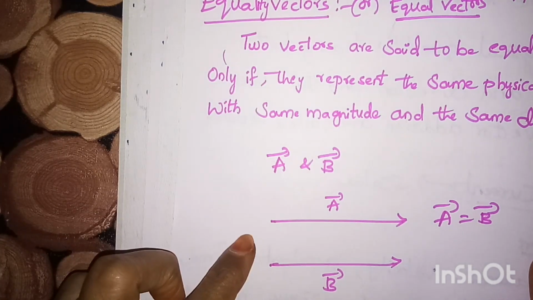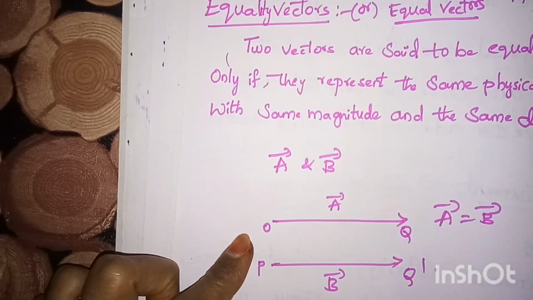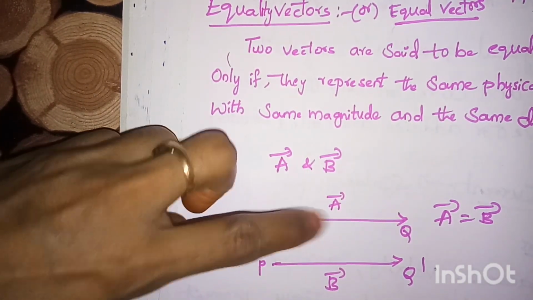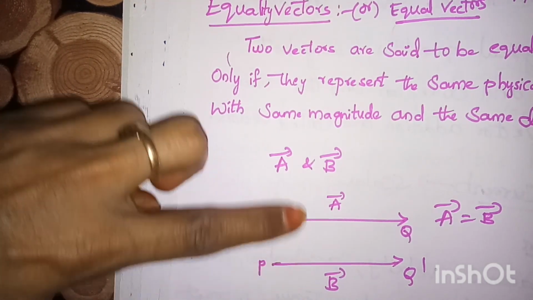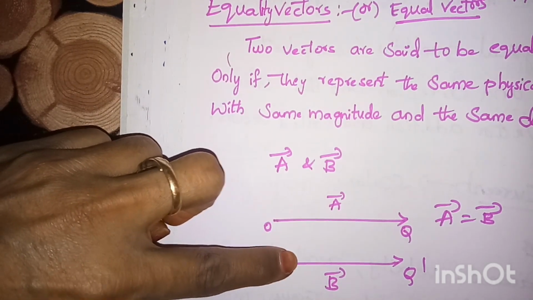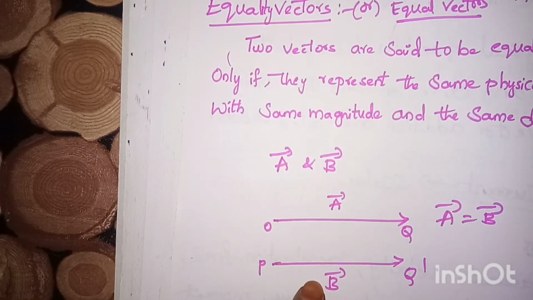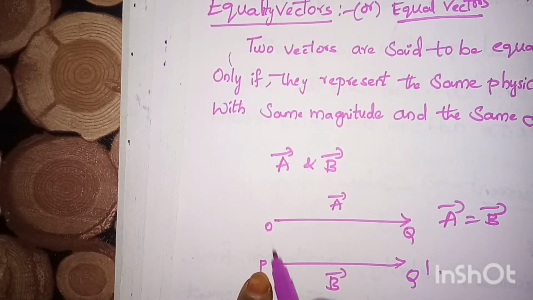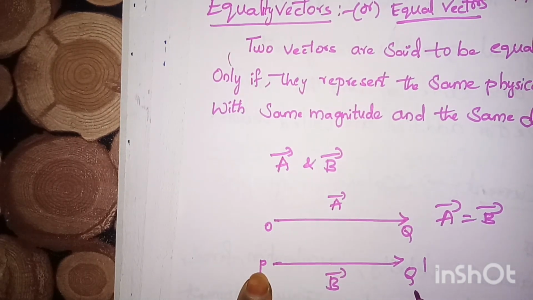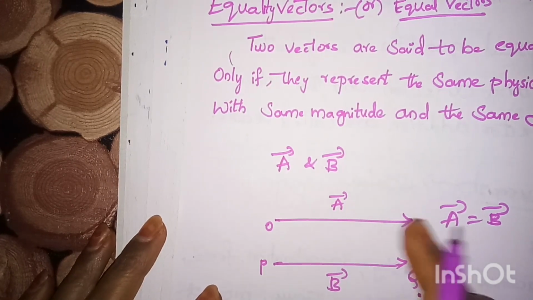You can observe here that when magnitudes are equal, the two vectors will be parallel to each other. When two vectors are parallel to each other, their magnitudes are the same. How can we find whether these two vectors are parallel? If we move the second vector's tail, that is P, towards O, then Q dash, the tip, towards Q, they both will coincide. So these two vectors can be called equal vectors or equality vectors.